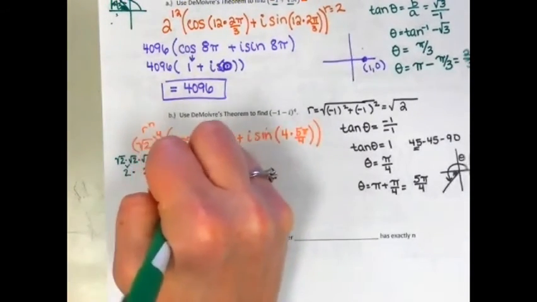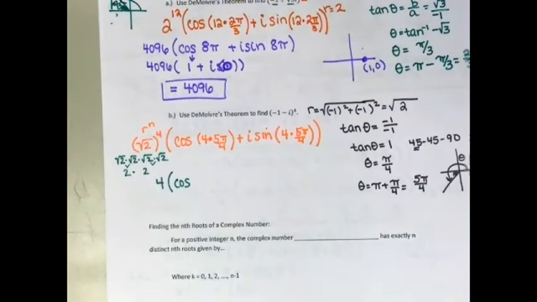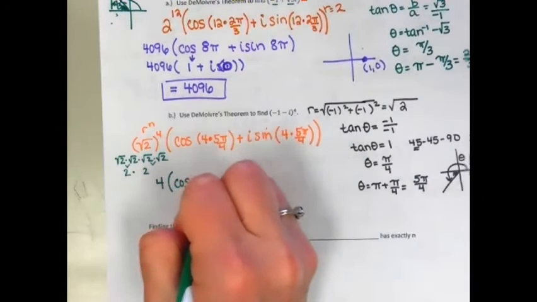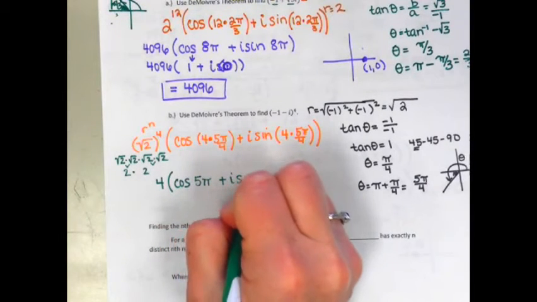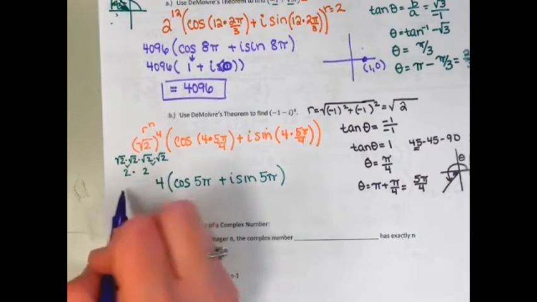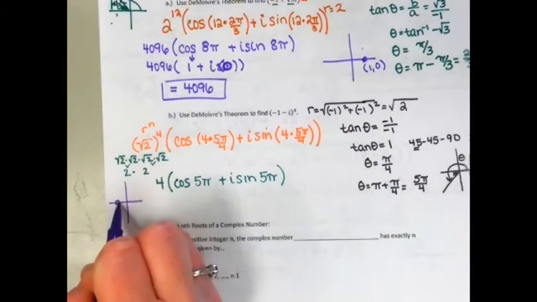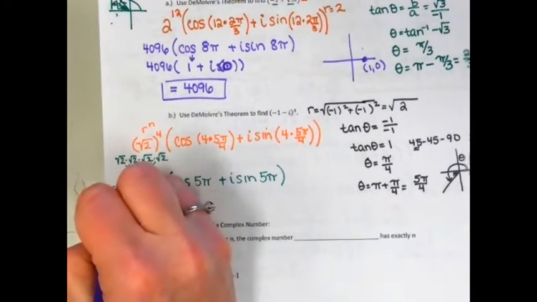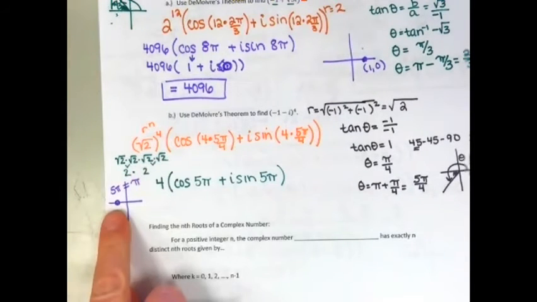Times the cosine. What is 4 times 5 pi over 4? 5 pi. Plus I times the sine, again, of 5 pi. That never changes. Now, do our calculation. Where does 5 pi lie? Like our normal from 0 to 2 pi, 5 pi is going to be the same as pi, right?